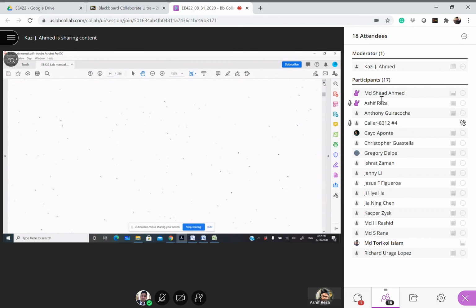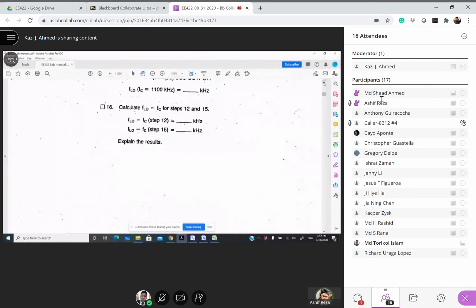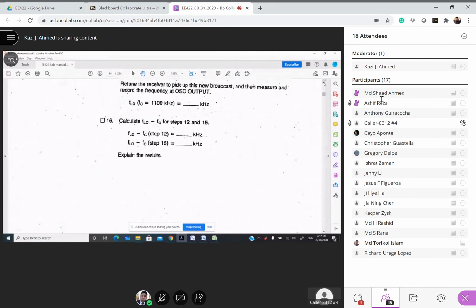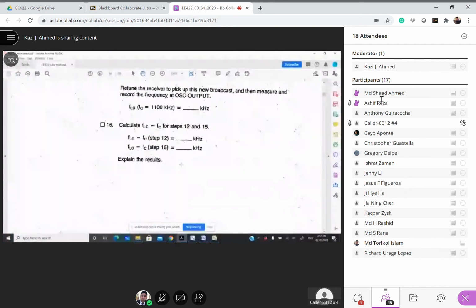Professor, at the end of 16, they're asking to explain the results. So are we explaining the entire experiment or just the results? No, only 16. Only 16. Okay. Why you get, you can just say in theory you're always going to get 455, but in reality it might not be exactly 455. You might get like 453, 454, or 456, 457, something like that.